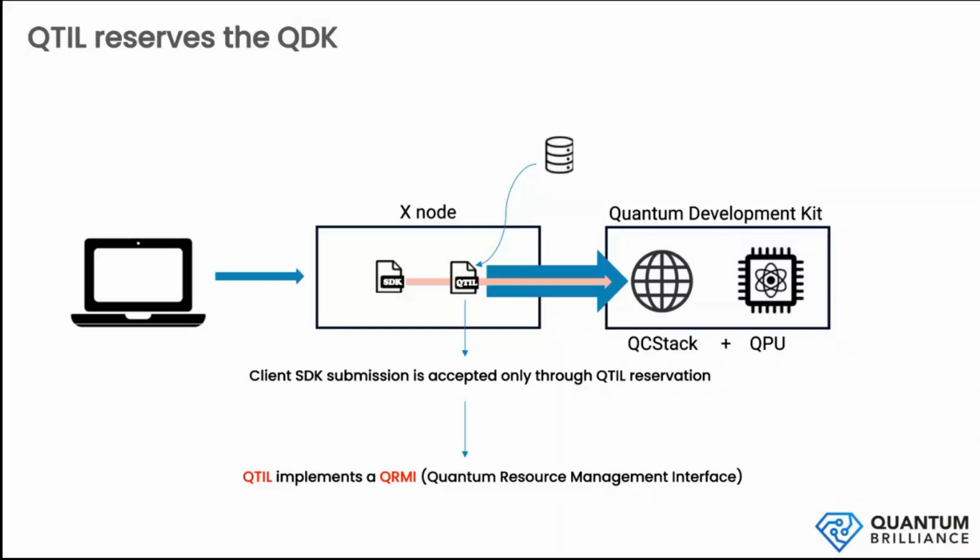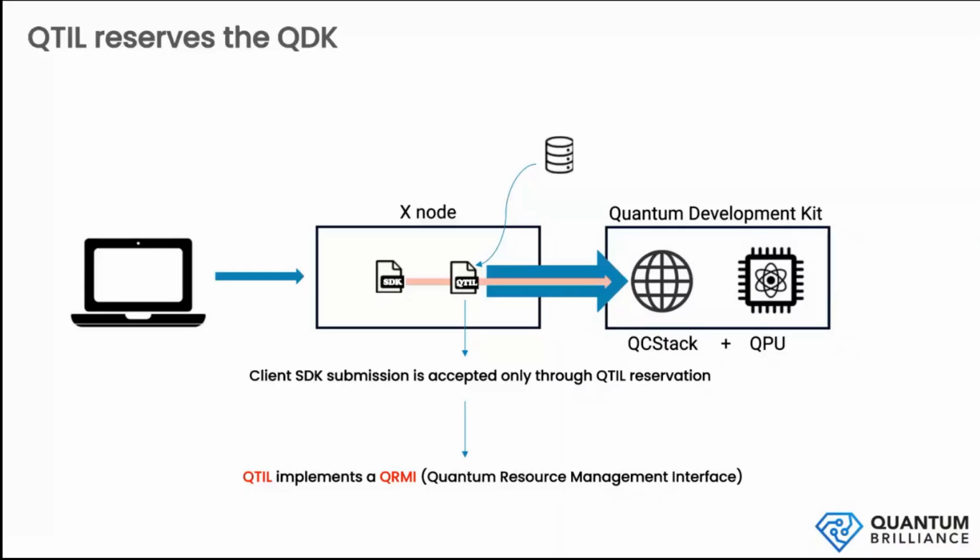And the goal of QTIL is to reserve the QDK. And now I'm complexifying the system here. It's not just the user laptop and the quantum computer, but now we are putting an X node in between. In an HPC system, this X node could be the login node, could be the compute node, could be what in other presentations you refer to as the quantum gateway node. But the key idea here is that in this intermediate node, if you want to use QTIL, you need two components. You need the client SDK and you need the QTIL component.